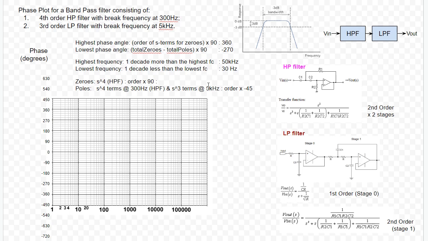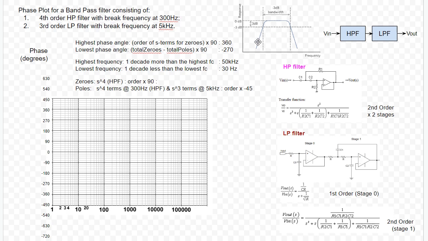And this is for the first order low-pass filter. All right. So the problem we're trying to solve in this question is to create a bandpass filter that has the following specification: a fourth order high-pass filter with break frequency at 300 hertz, and a third order low-pass filter at a break frequency of 5 kilohertz. So that means it's 300 hertz here and 5 kilohertz there. But the slope will be different.